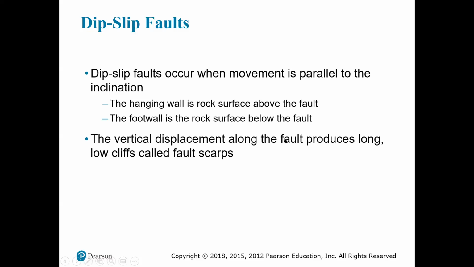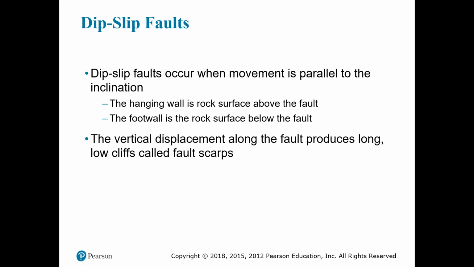Now we'll consider several different types of faults. Our first type of fault that we look at is called a dip-slip fault. This is when movement is going to be parallel to the inclination. The upper surface of the fault, or the rock surface above the fault, is going to be the hanging wall block. And then the rock body that contains the lower surface is going to be the footwall block.